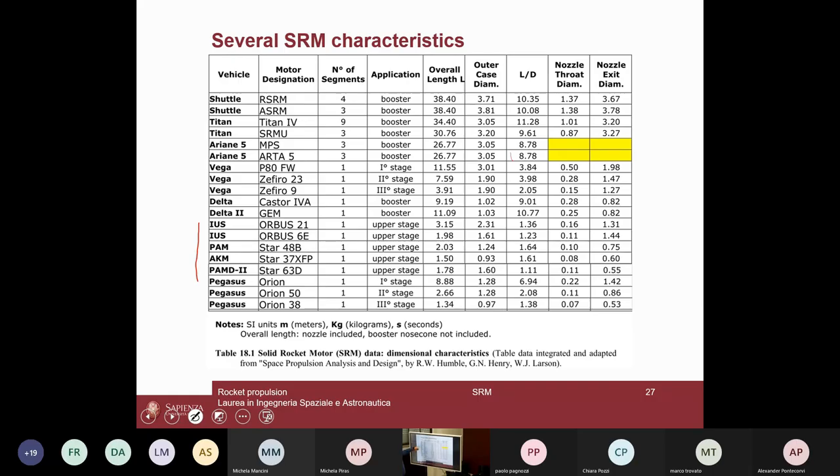Then you see the motors of Vega, first, second, third stage, with some properties here. I will mention them also later. And then you have this booster here, but you can compare the diameter that tells you about thrust level. Of course, you have to imagine that the thrust is proportional to the square of the diameter because it's proportional to the throat area. So you have 0.5 compared to 1, which means that 1/4 of the thrust is expected.